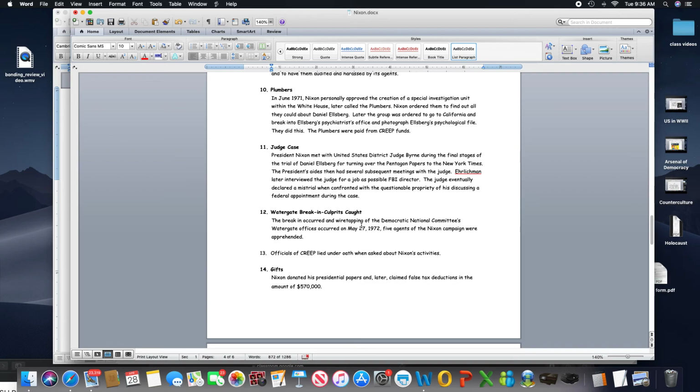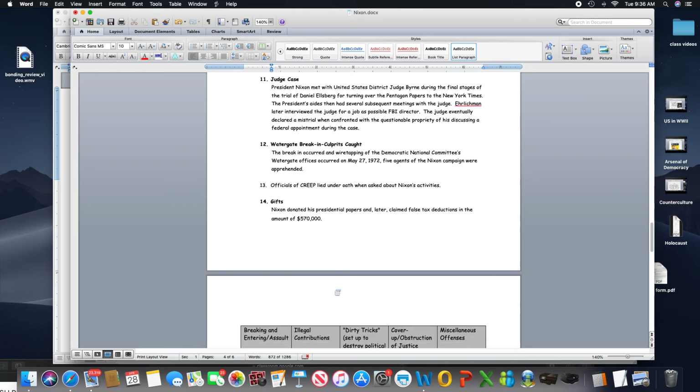The Watergate break-in, well, that's clearly breaking and entering. Then officials of CREEP lied under oath when asked about Nixon's activity. That's going to be a cover-up and obstruction of justice. And gifts, this is going to be miscellaneous, meaning that Nixon donated his presidential papers and later claimed false tax deductions. So he wasn't paying his fair share of taxes.